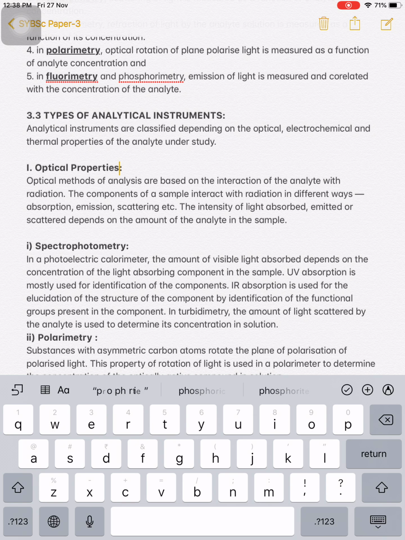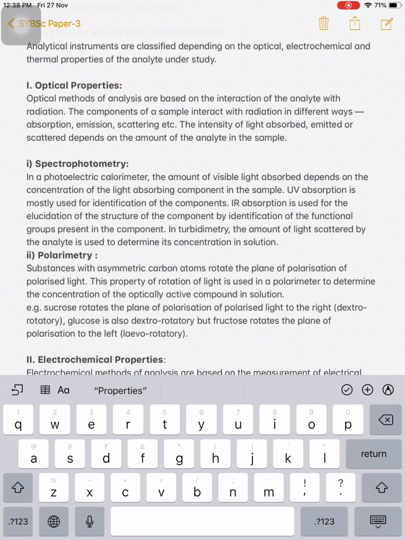The first one is optical properties. If you are going to study the optical properties of that component, then the instrument is different. Now we are going to study the first, optical properties. Now see here, optical methods of analysis are based on the interaction of analyte with the radiation. So in optical methods, there is an interaction of radiation and the analyte, that is the component.